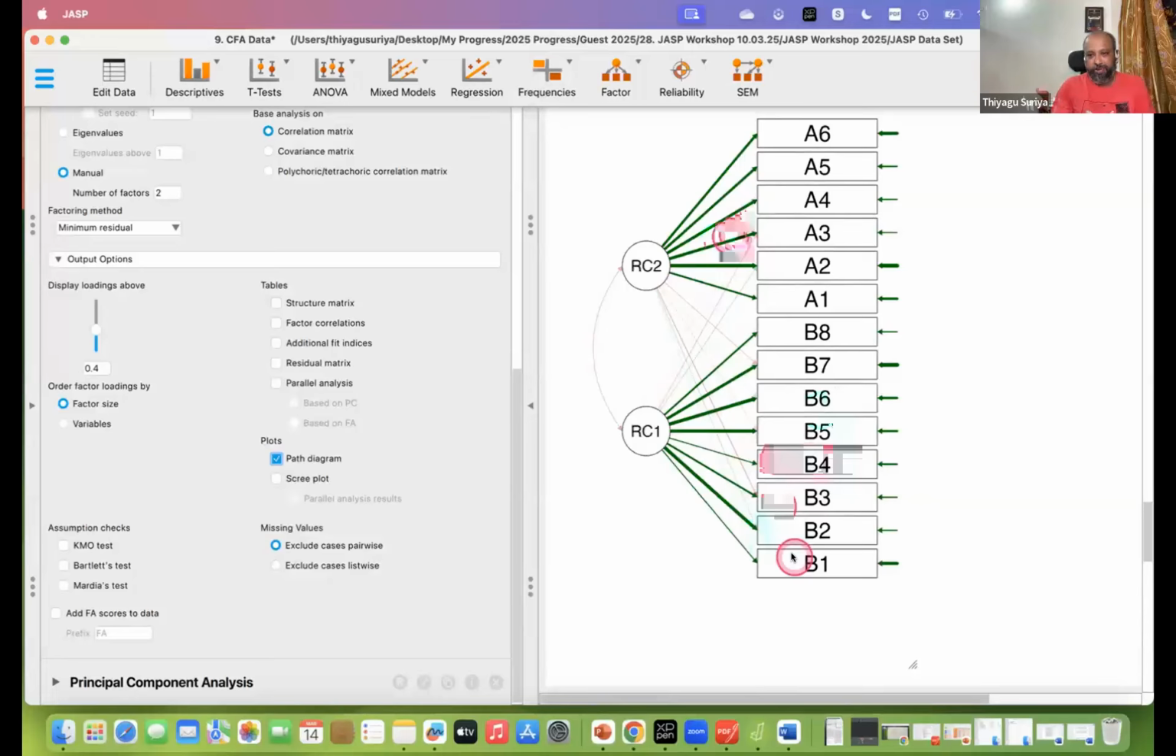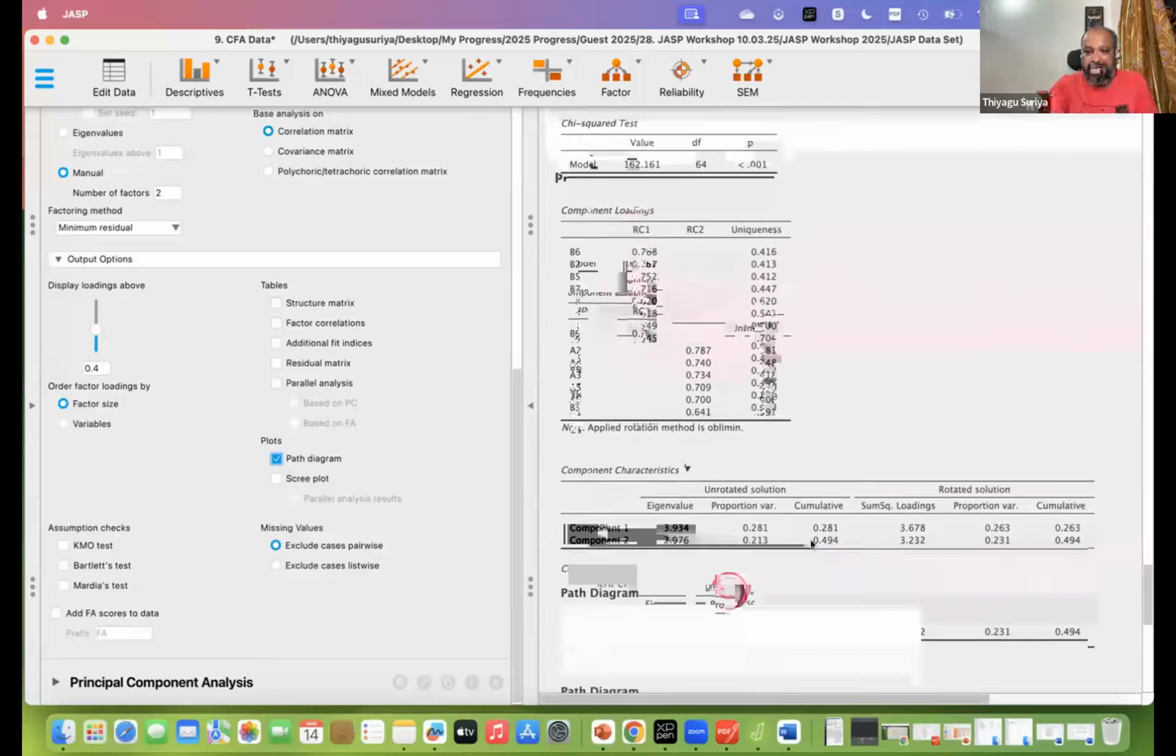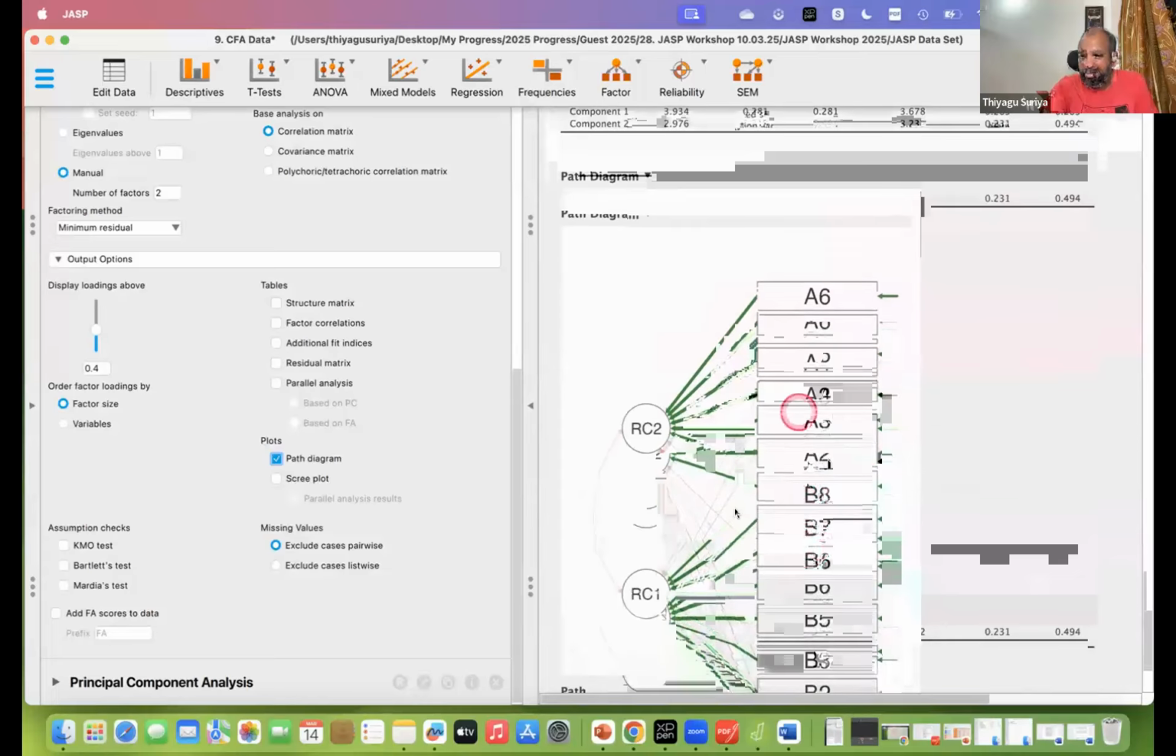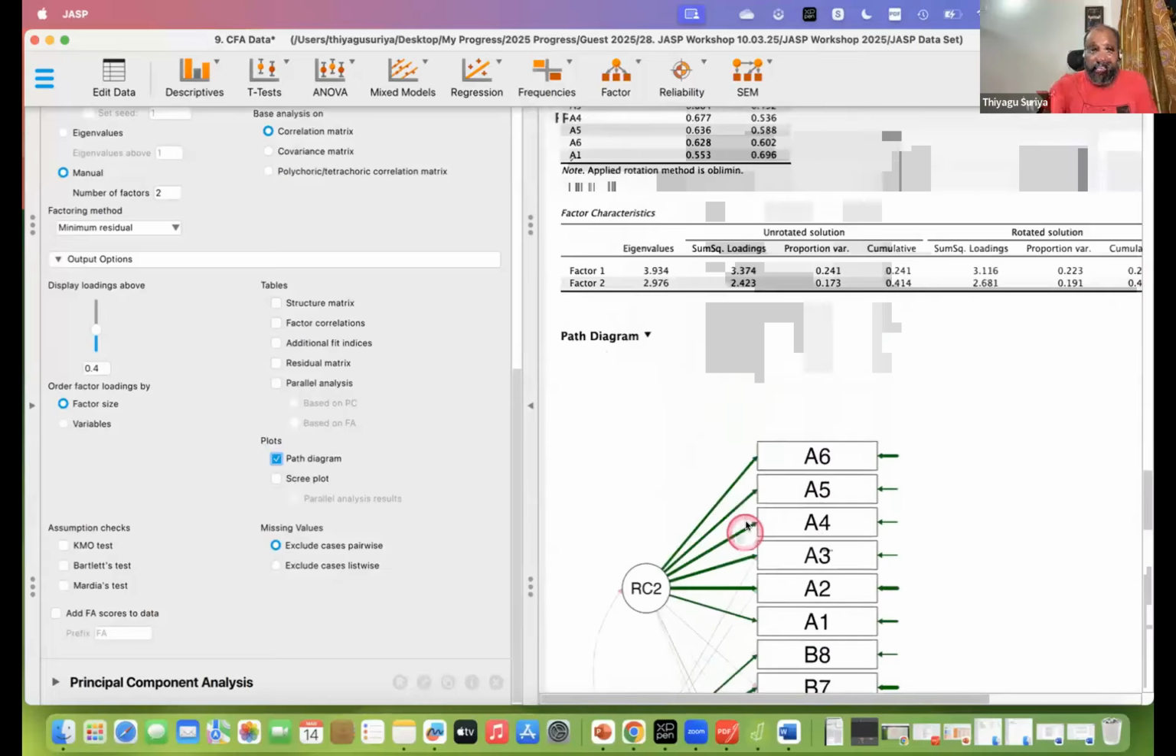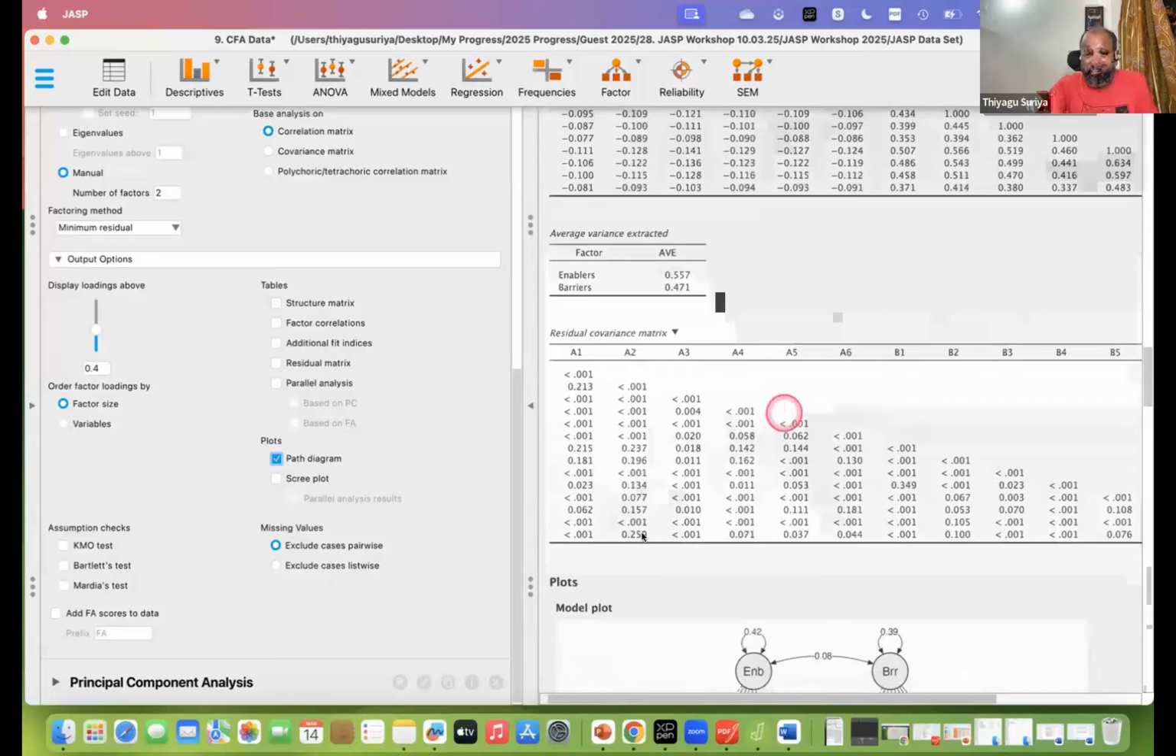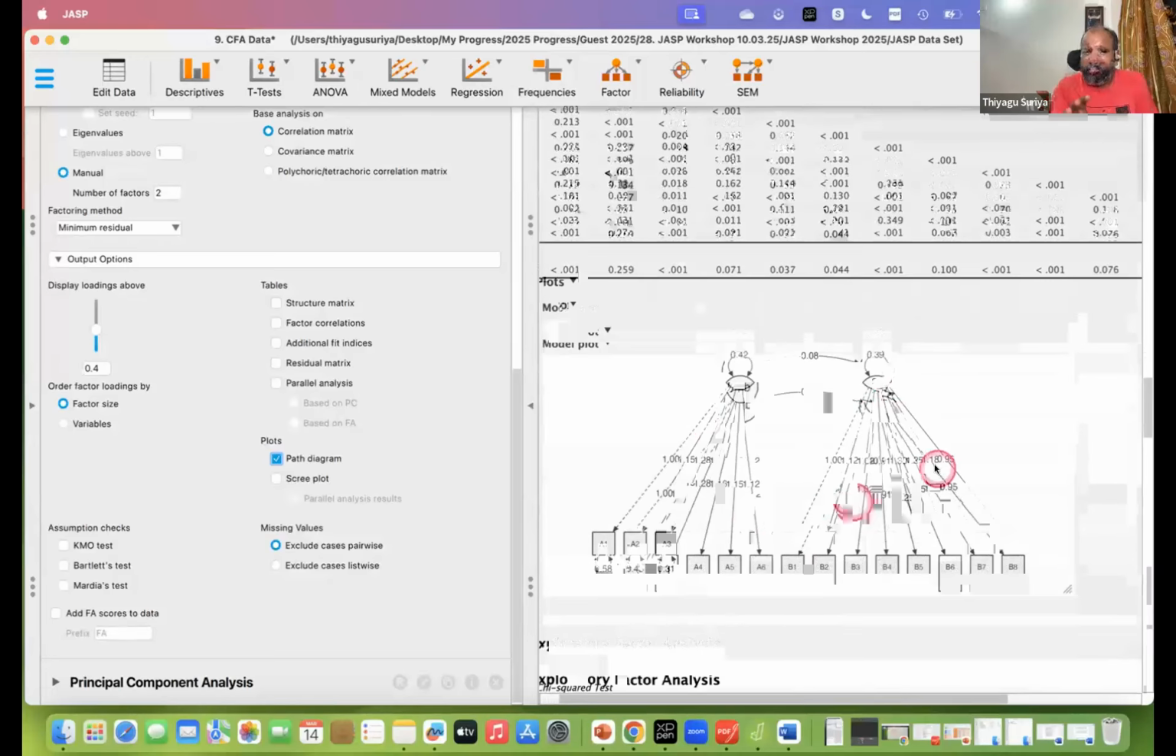You see this diagram, it is for the exploratory. This diagram is for the PCA. And you can see this diagram looks like a structural equation modeling. This here is confirmatory. I hope you're seeing the different diagrams. This is like a structural equation modeling.